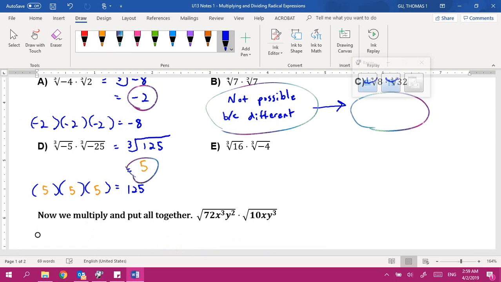And lastly, E. The cube root of 16 times the cube root of negative 4. We can see that the indexes are the same, so we can simplify by just multiplying the radicands. So this is going to simplify to the cube root of negative 64. And what is the cube root of negative 64? That is going to be negative 4, because negative 4 times negative 4 times negative 4 gives me negative 64.